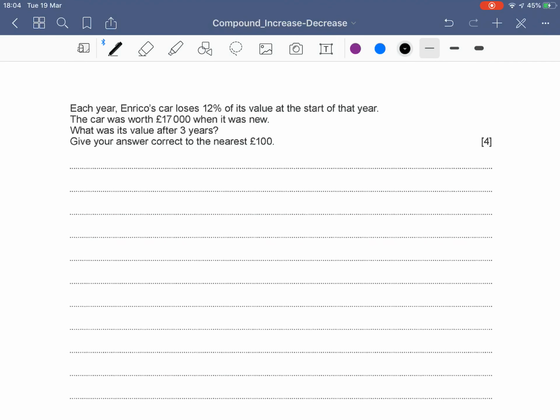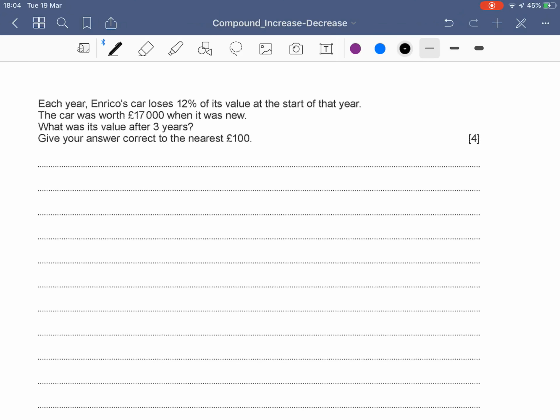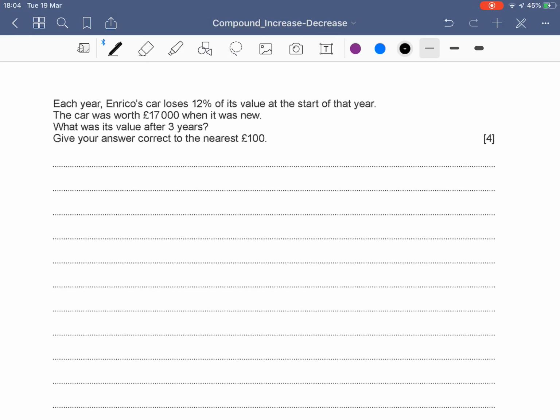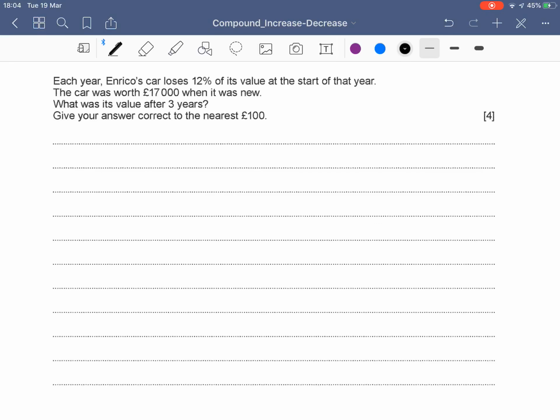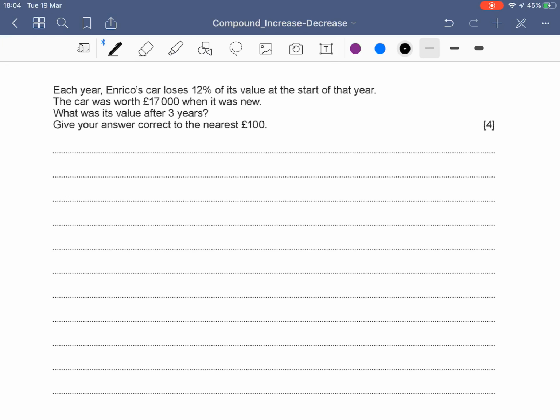Right, next one. Each year, Enrico's car loses 12% of its value at the start of that year. The car was worth 17,000 when it was new. What is the value after 3 years? Give your answer correct to the nearest £100. So this is decreasing in value.